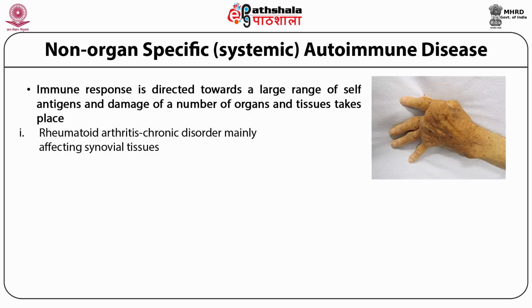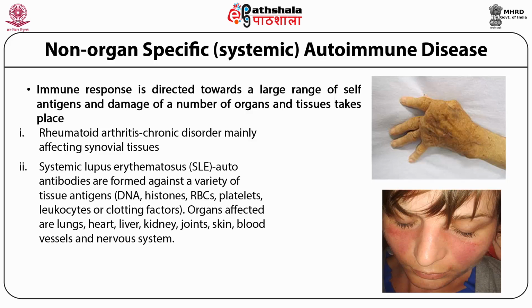Systemic lupus erythematosus or SLE, or most commonly called lupus. It affects many internal organs in the body. In SLE, the autoantibodies are most commonly formed against a variety of tissue antigens. The organs and organ systems that get affected include lungs, heart, liver, kidney, joints, skin, blood vessels, nervous system, etc. The progression of the disease is generally combined with periods of acute illness, which are called flares, followed by a period of latency or remission.